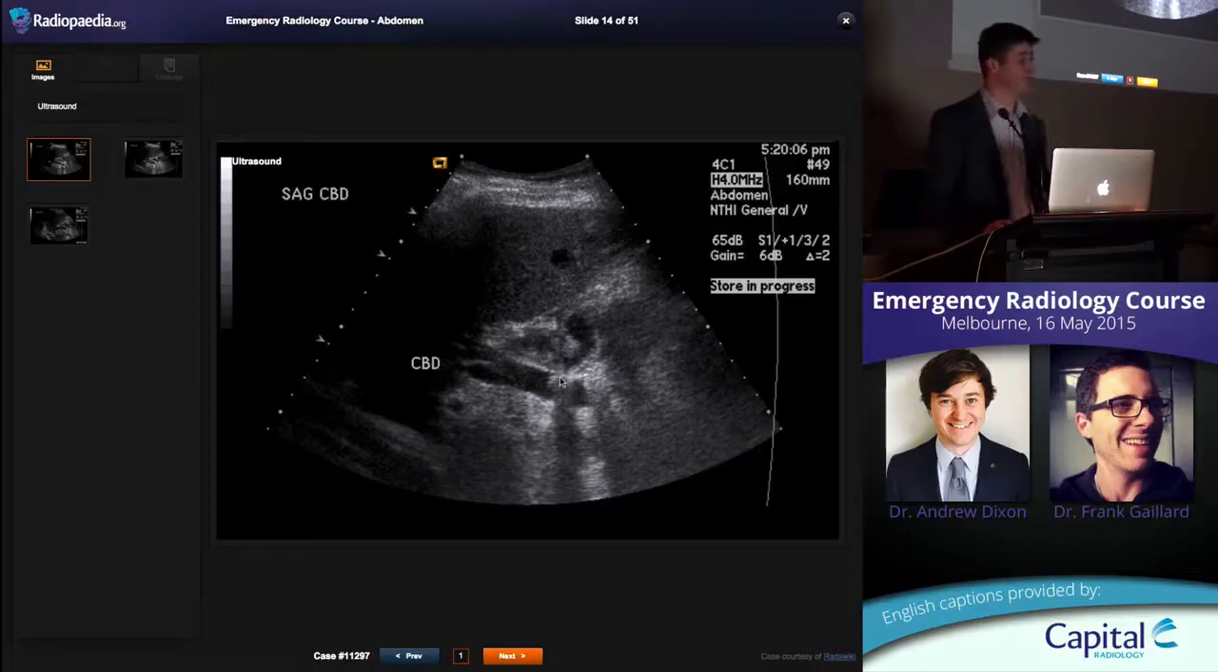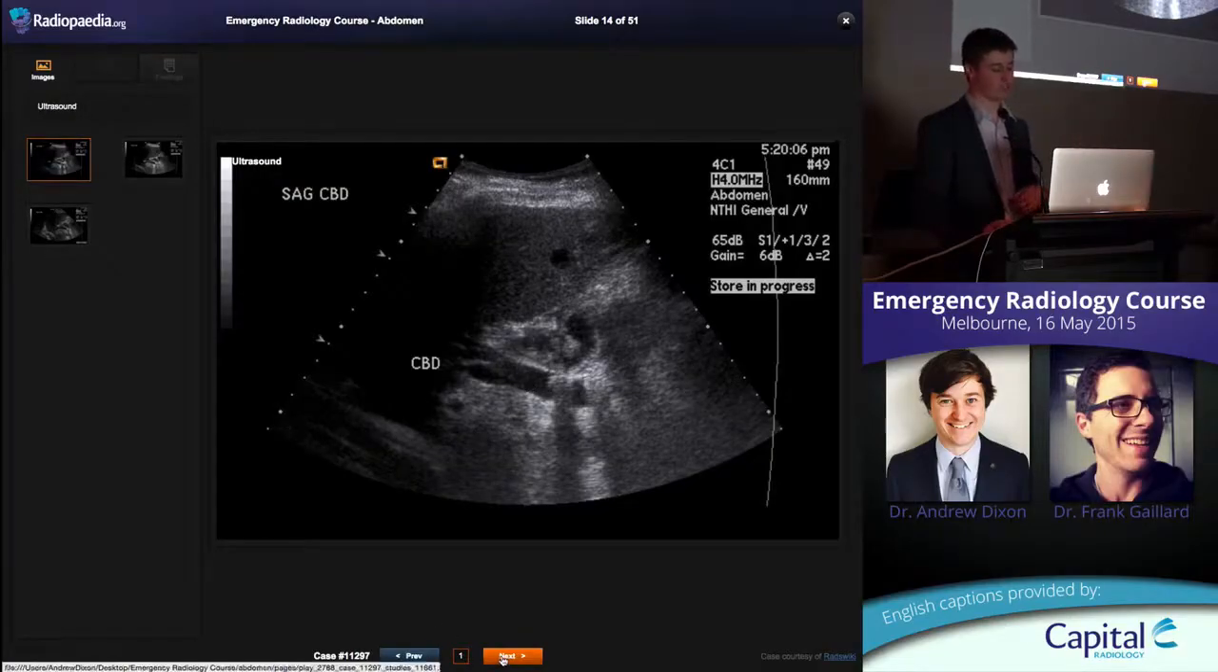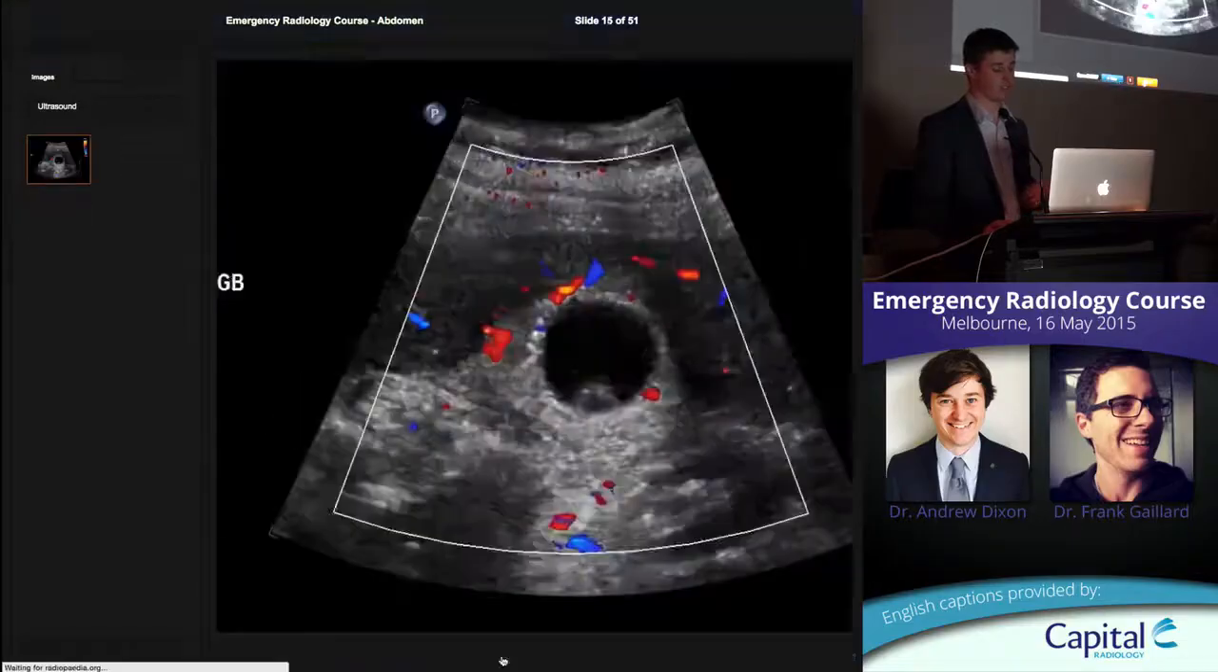So you may get a study where you've got stones in the gallbladder, you've got a dilated common bile duct, can't exclude choledocholithiasis. You might want to go on and do another test like an MRCP or a CT IV cholangiogram just to assess that, exclude a stone in the duct. So ultrasound good for that.